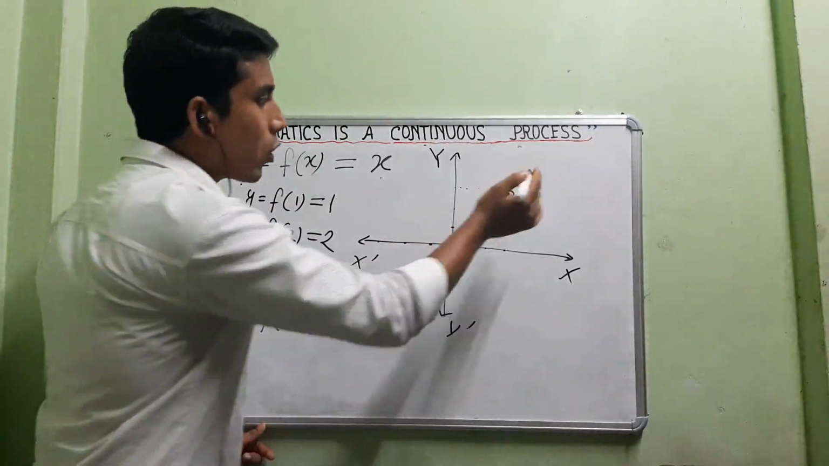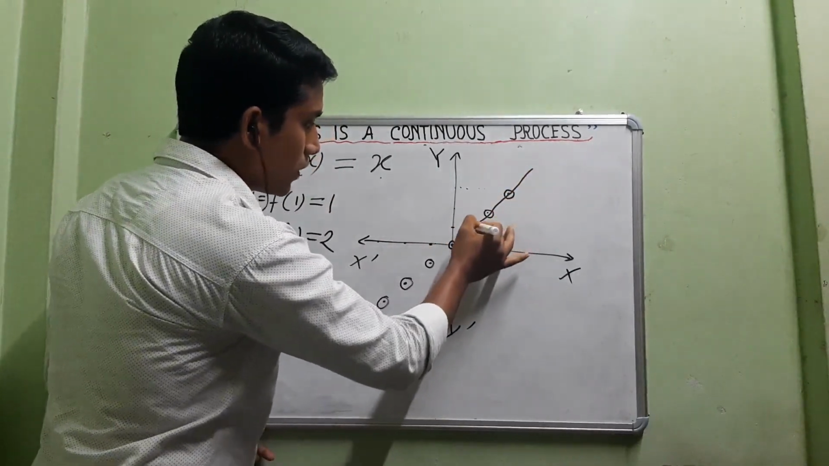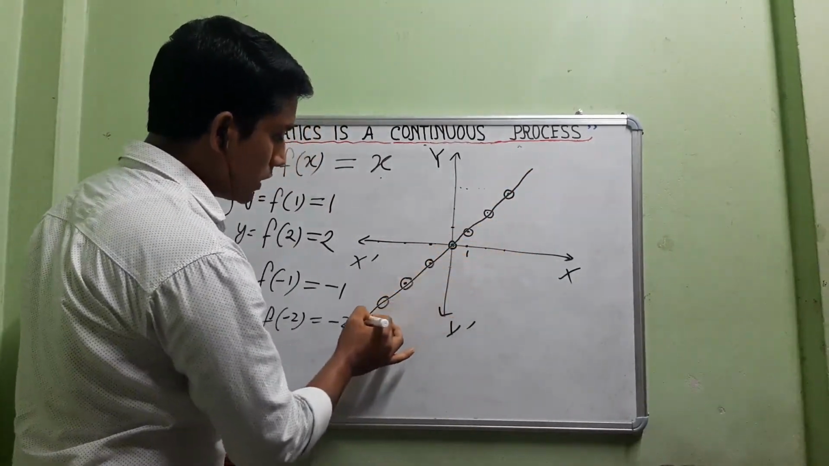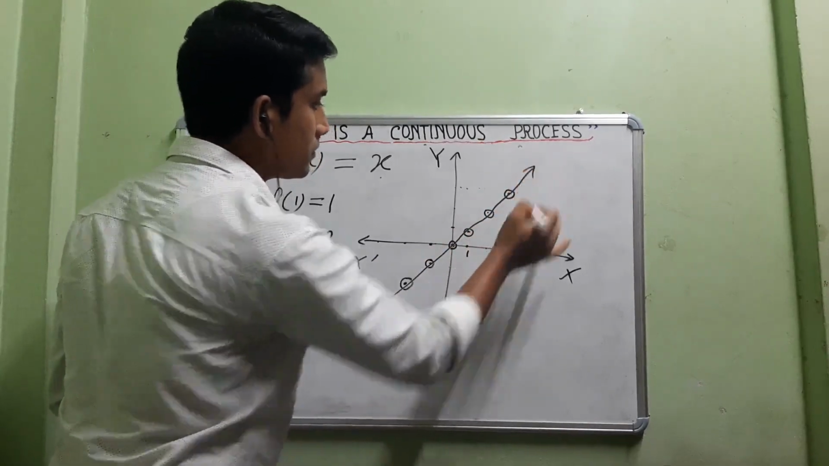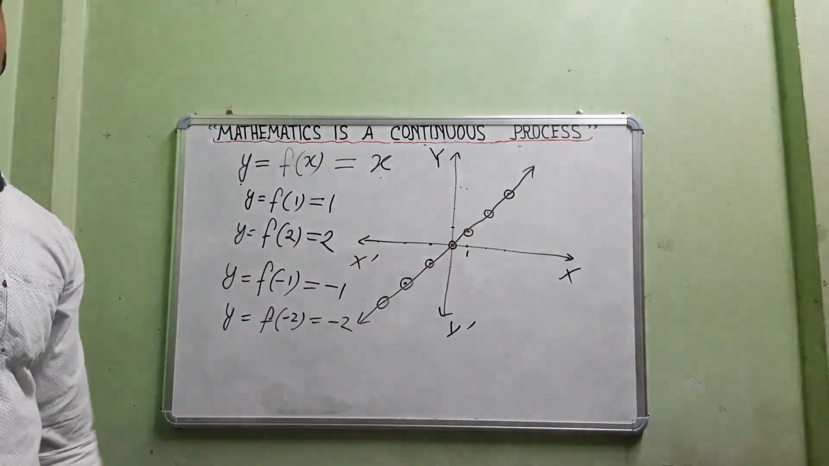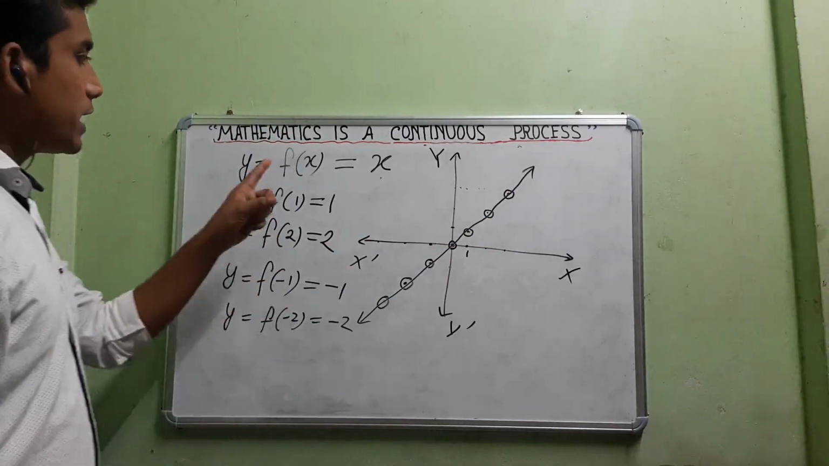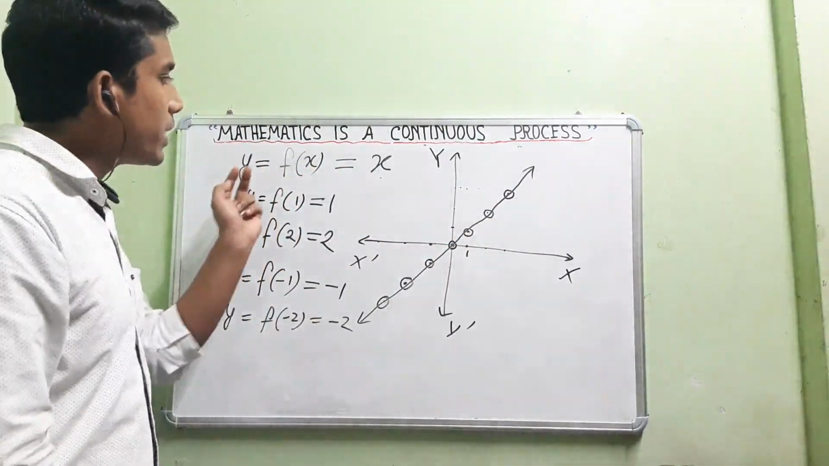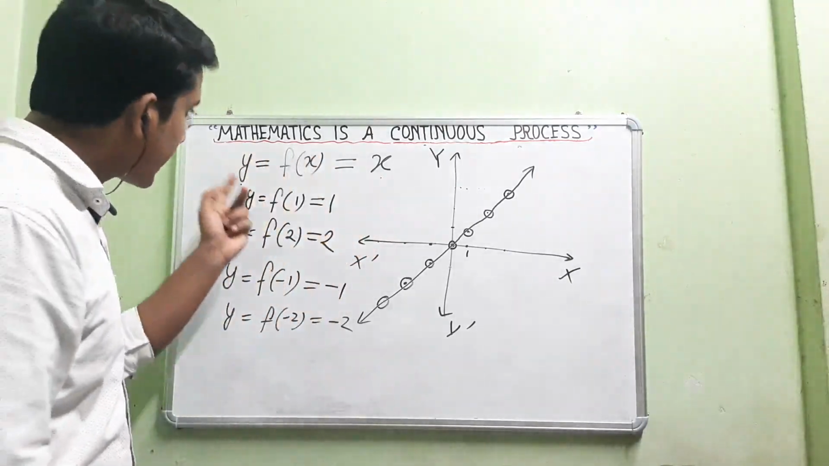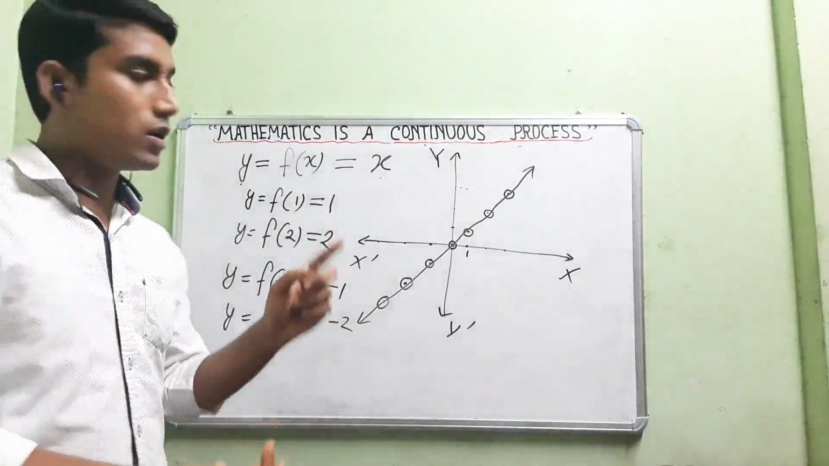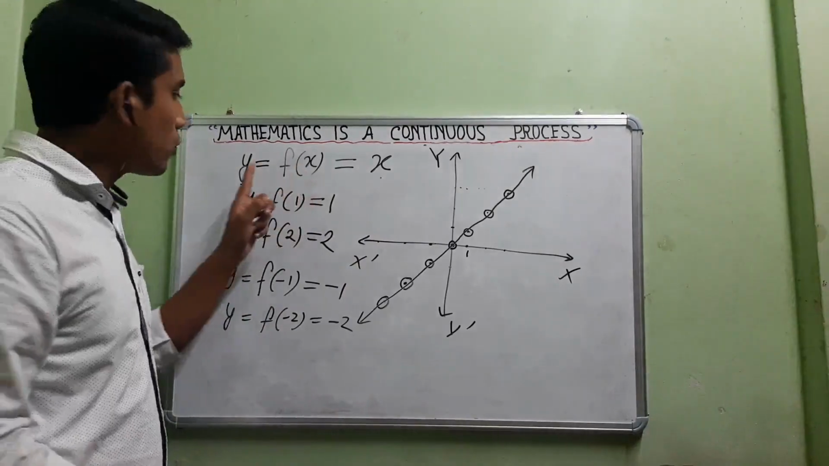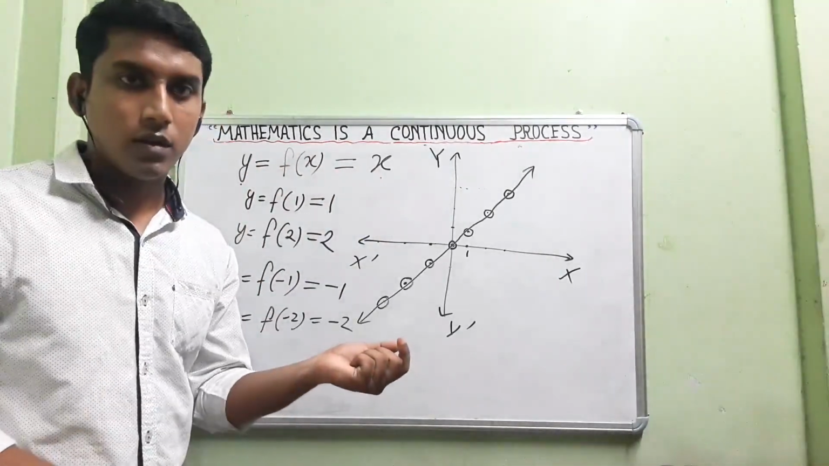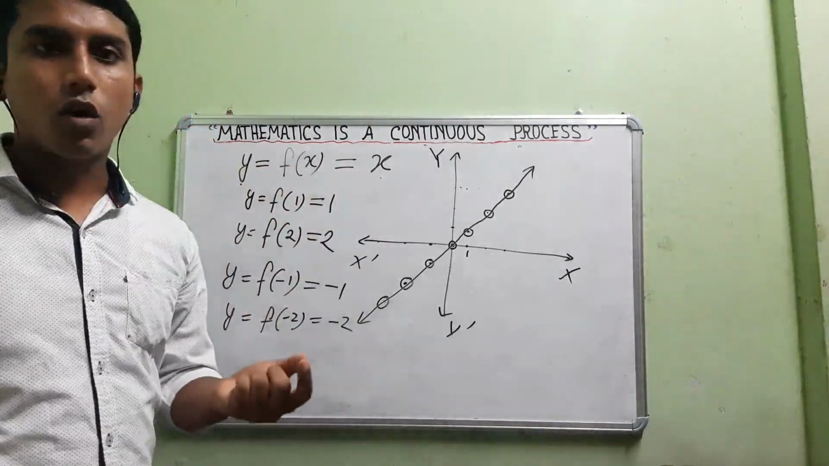Now if you join all the points, this will look like this. This is the graph of identity function. Why identity? Even if we change x, y takes the same change. Whatever change you have given to x, y is taking the same change. That kind of function is called an identity function.